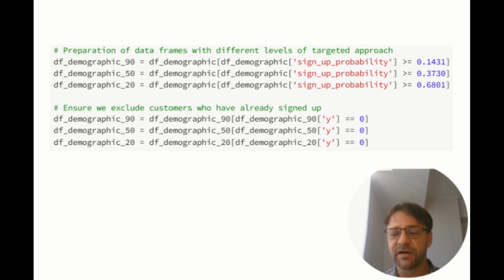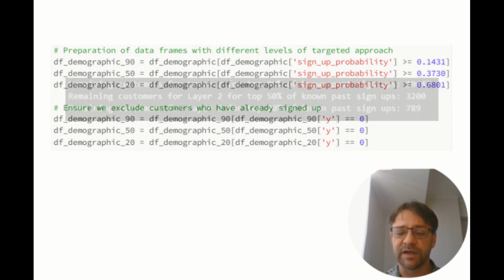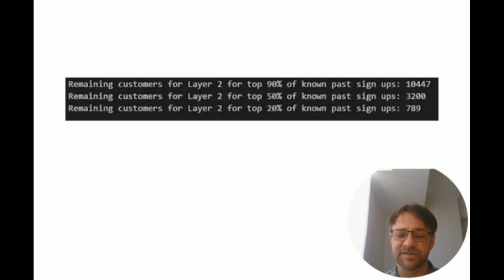We can then use those thresholds to make filtered lists of the people that have not yet signed up. So here I am creating some filtered lists of people that have not yet signed up, and we can look at how many people are in those lists. Using the threshold value of the top 90% that have signed up, we can make a list of people that haven't signed up. That is 10,447 people. For the top 50% threshold, we have 3,200 people, and the top 20%, we have 789 people.